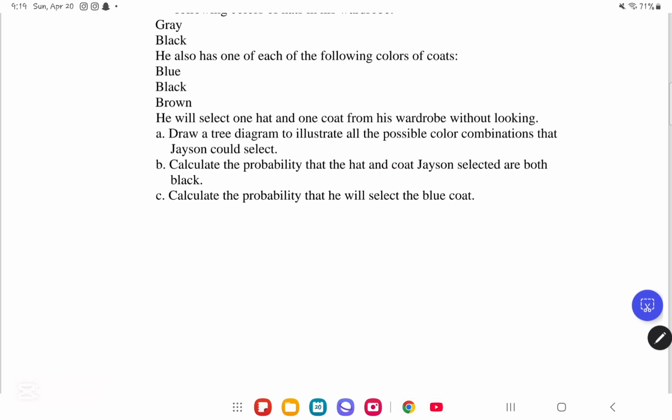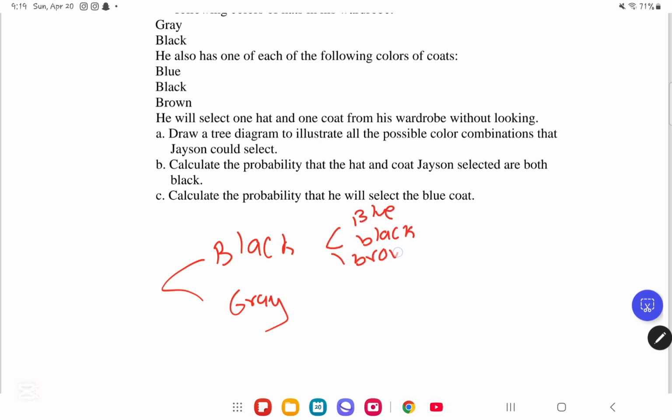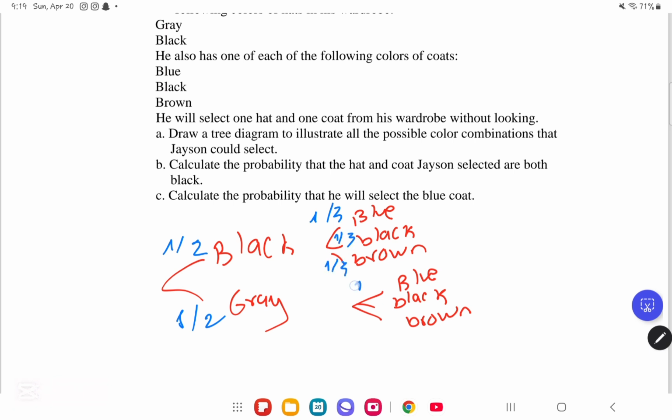They said for part C, calculate the probability he will select the blue coat. So let me just draw it again. I know I lost it. So black, gray, blue, black, brown, blue, black, brown. Here we have 1 over 2, 1 over 2, 1 over 3, 1 over 3, 1 over 3, 1 over 3, 1 over 3, and 1 over 3.